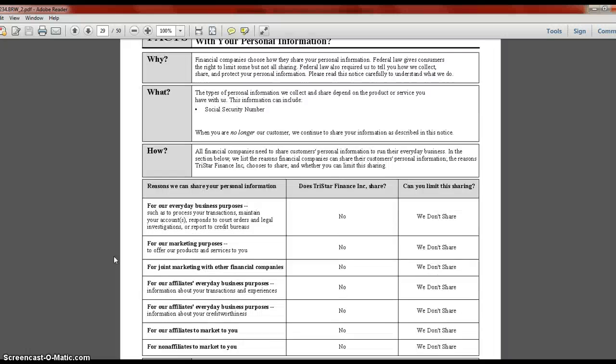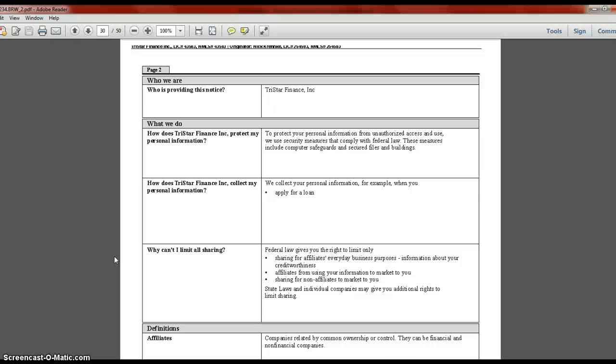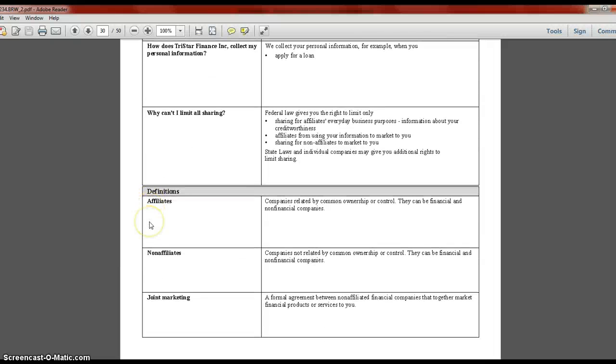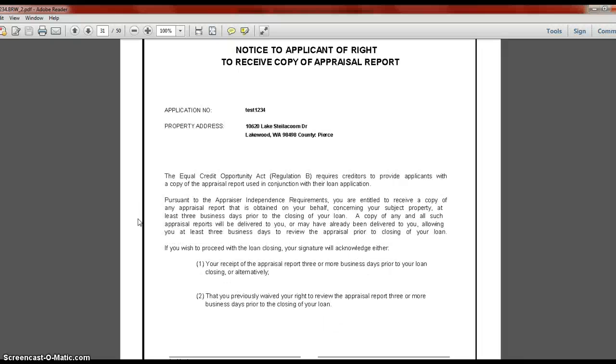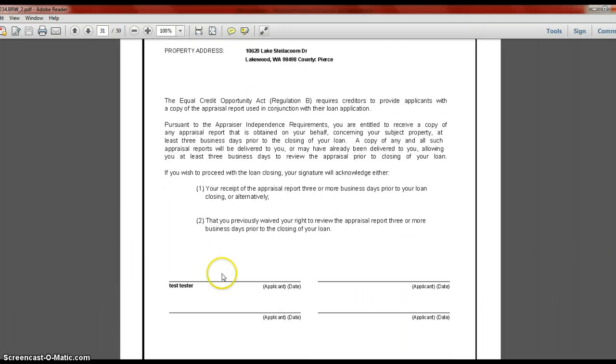And then this is just some of your privacy information about your information and who has access to it and things like that. And this is important, especially if someone referred you to me, you don't want to give all this stuff to someone you don't really know, or at least you've got to trust them. And this is if we do an appraisal, which on a streamline we don't have, but you have a right to receive it. And you sign and sign.